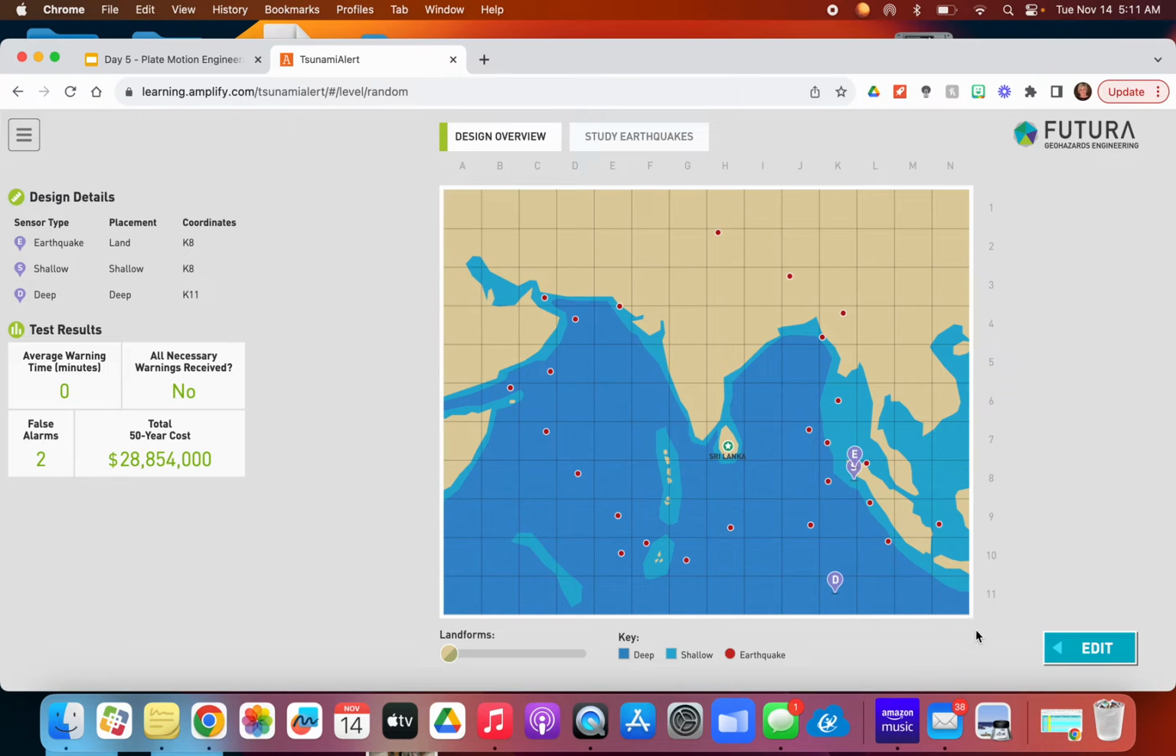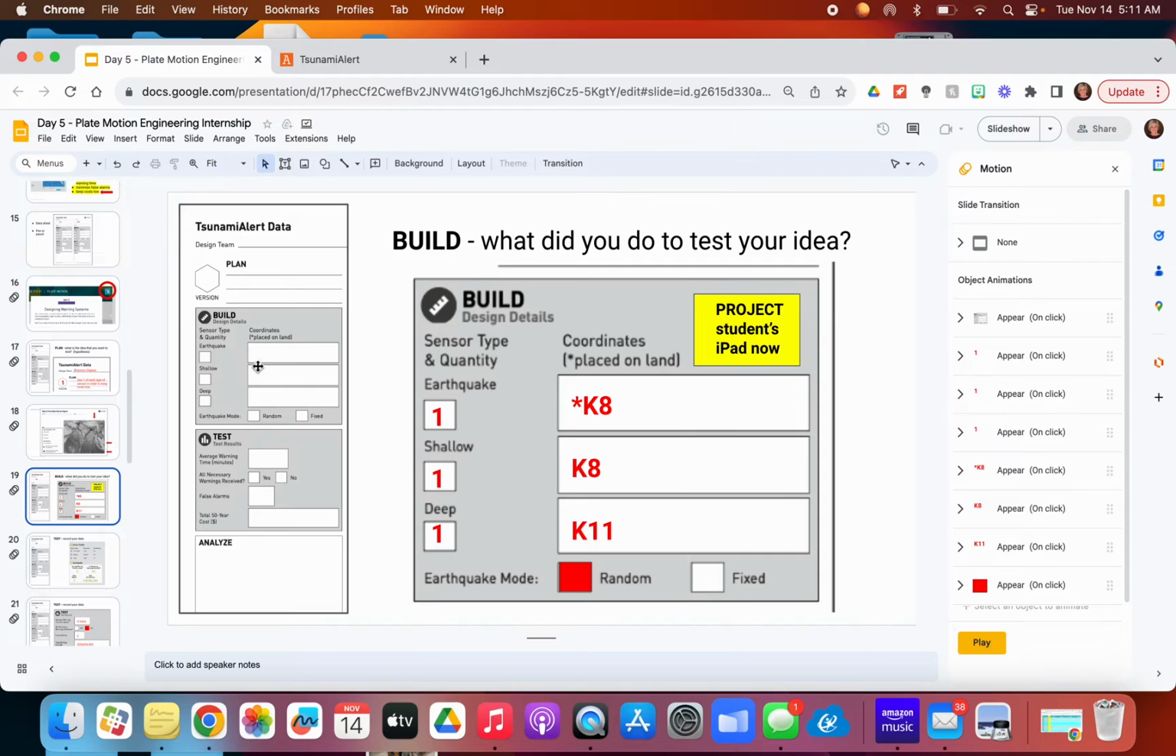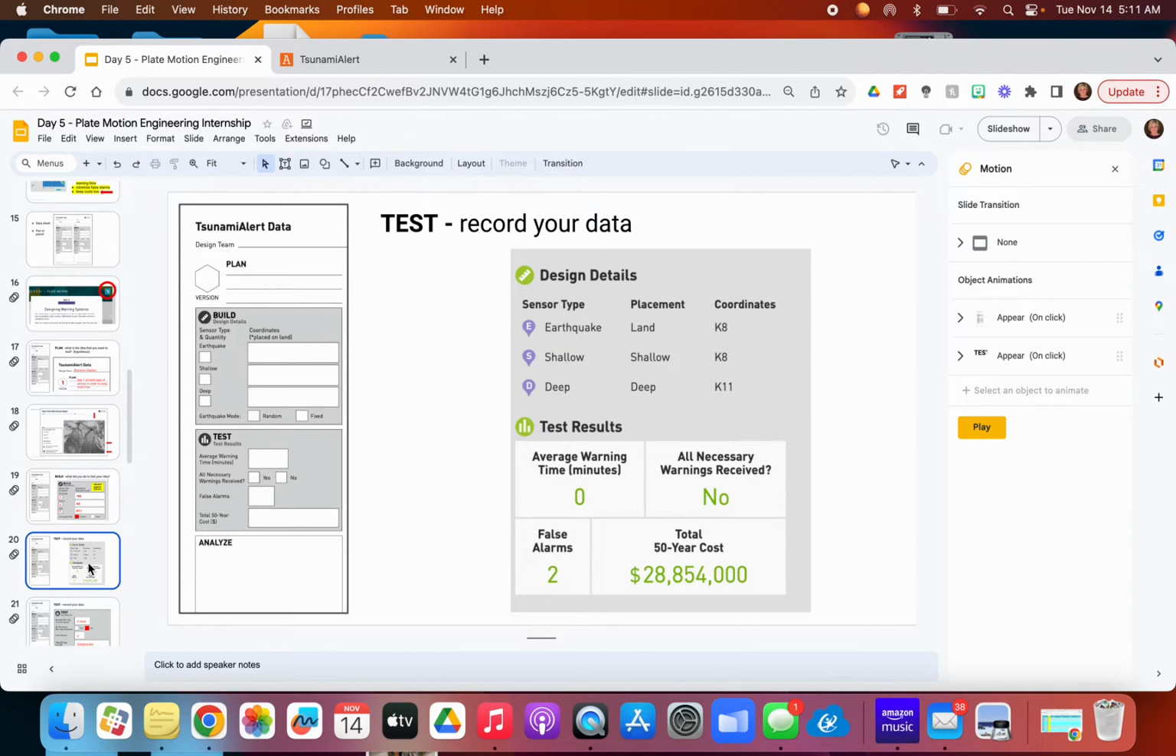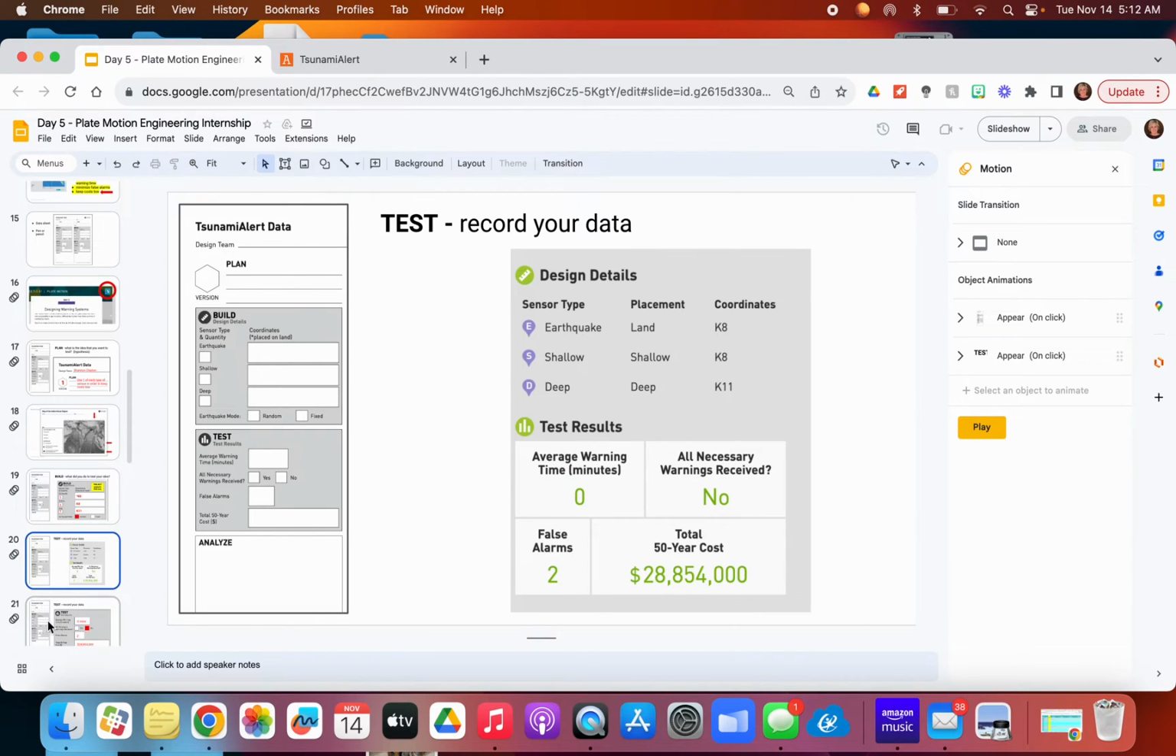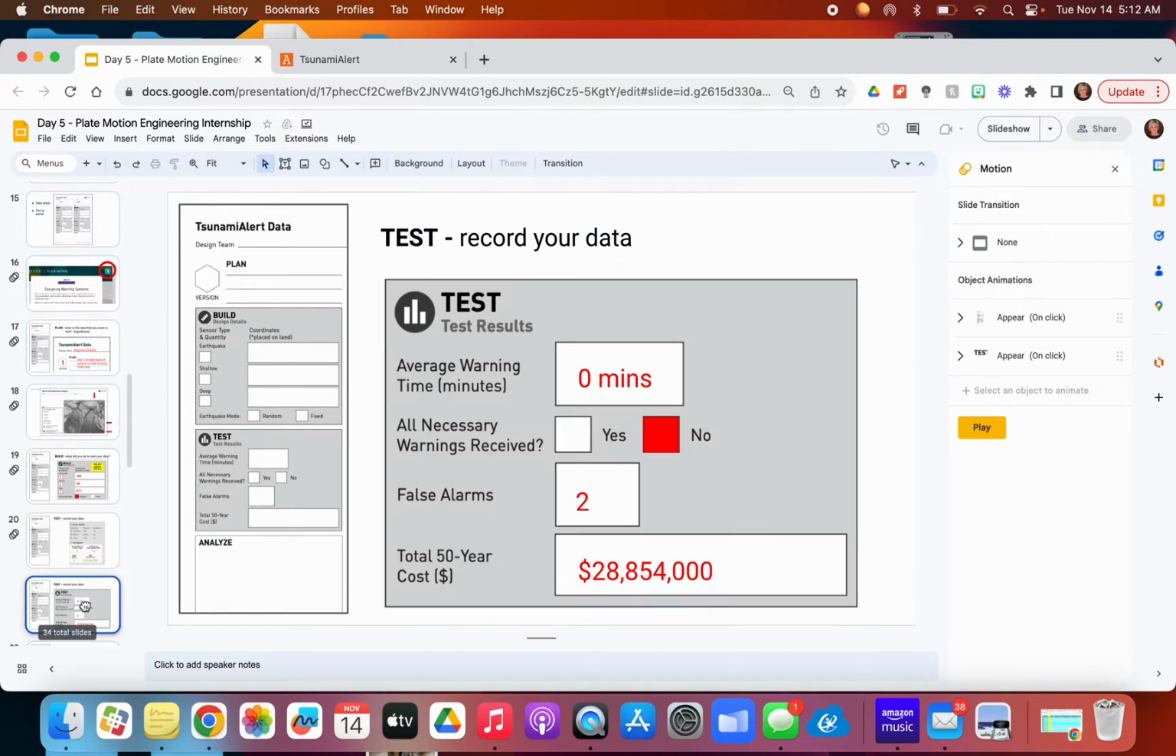Okay, so I'm going to come back here, and I am looking at my information for what I got with my tsunami alert. It tells me this is my design overview. These are my test results. You're going to copy your test results, which I have right here, into your square there on your data sheet. You're just going to copy everything over, just move it over.